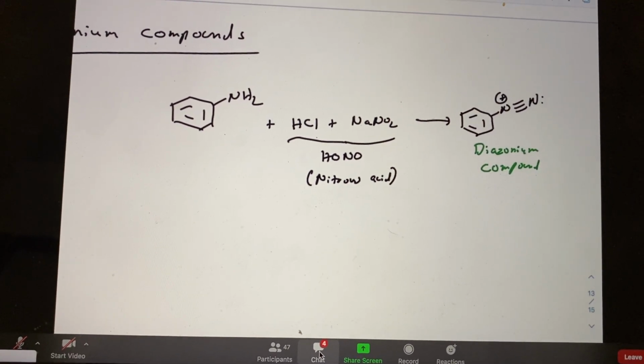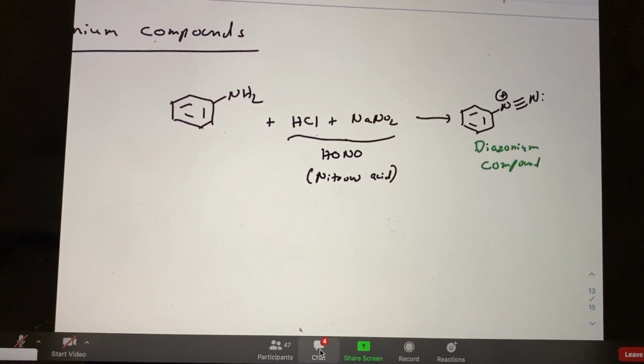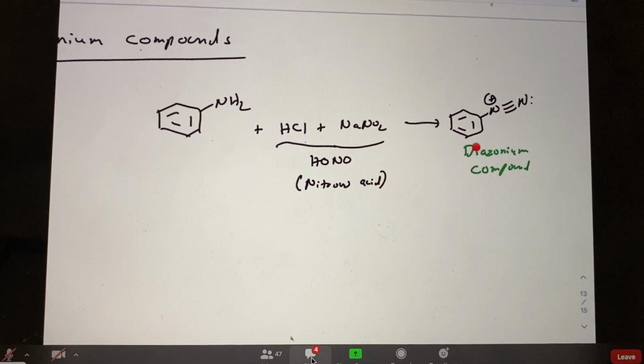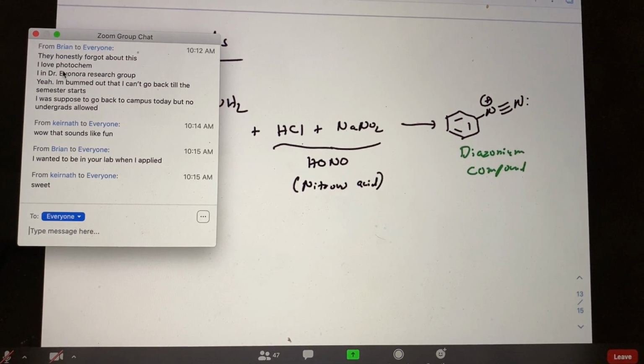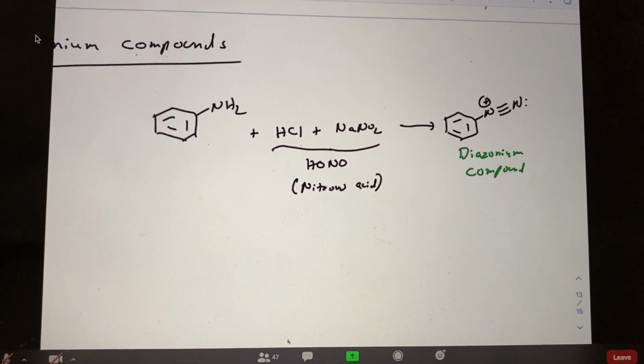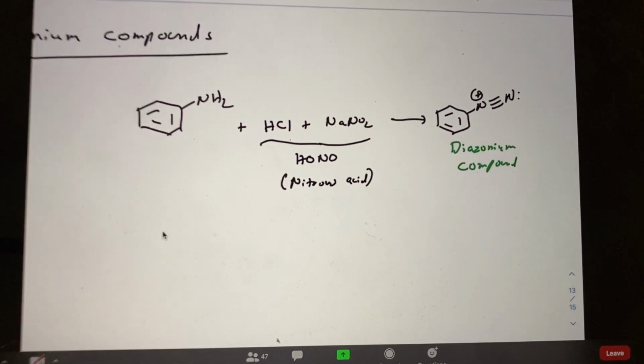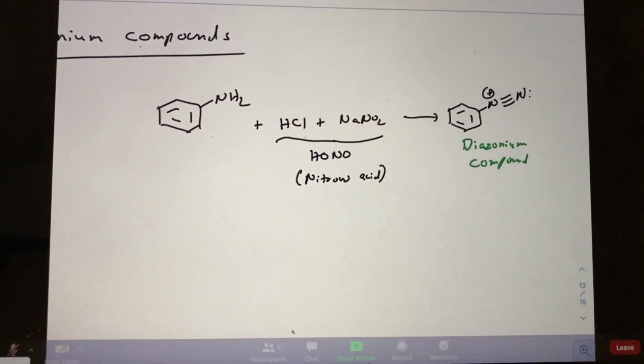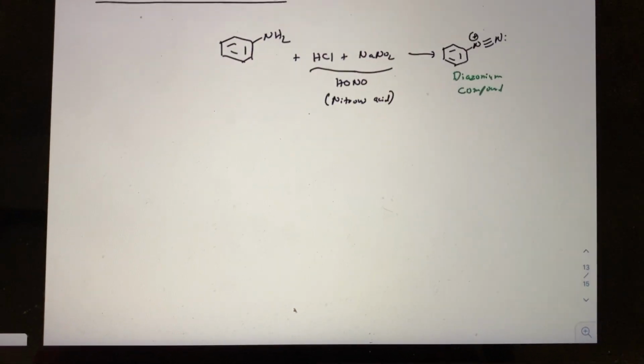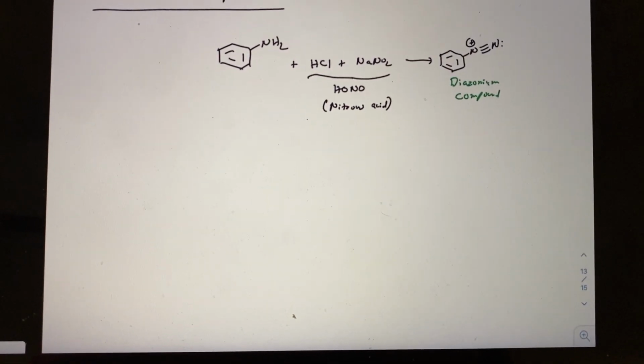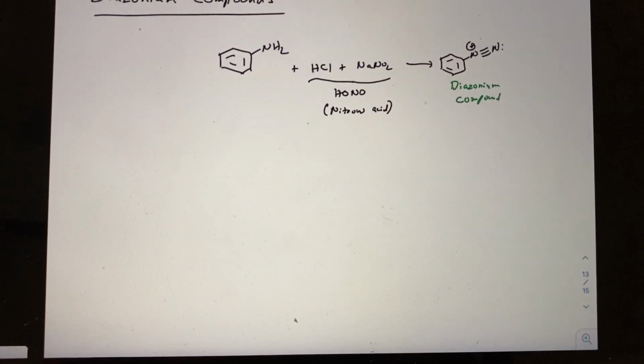So if you're interested in the mechanism of this formation, I encourage you to take a look at it in the textbook. It's not going to be on our exam, but there's a lot of proton transfers that are involved, but it would make sense as to how this is actually formed. Why this is so useful is that these diazonium compounds can be used in what's known as the Sandmeyer reaction.